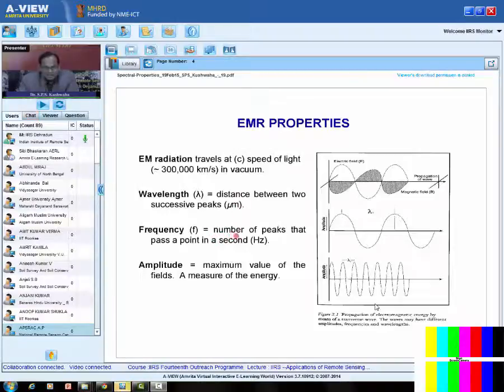These peaks denote the frequency. The number of peaks that pass a point in a second is measured in hertz, and wavelength is the distance between two peaks. As I said earlier, amplitude is a measure of energy, and it is the maximum value of the fields. And the more the peaks over time, the more is the energy.